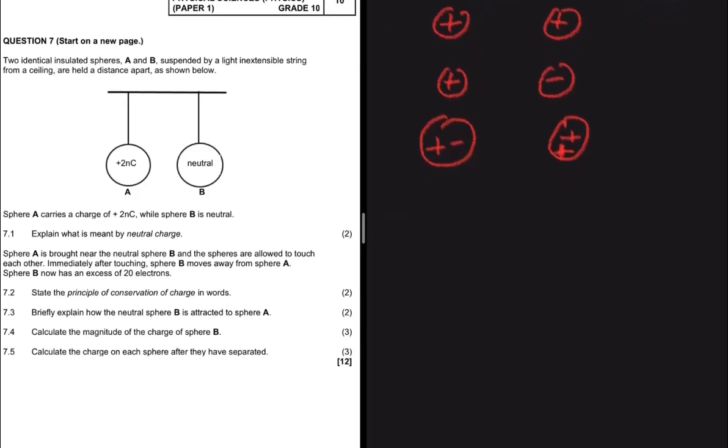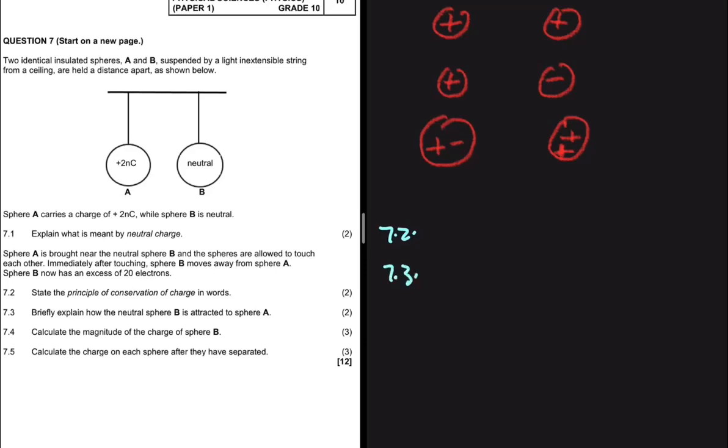So in 7.2, the question is saying, let's state the conservation of charge in words. It says that the net charge of an isolated system remains constant during any physical process. The net charge of an isolated system remains constant during any physical process. That is 7.2.